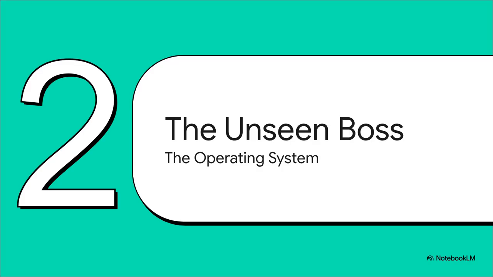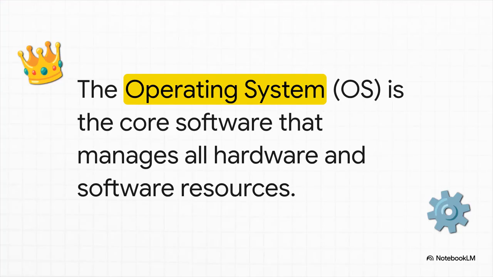Okay, but here's where it gets interesting. Underneath all of those apps you're running, there's this powerful, kind of invisible boss running the whole show. And that is the operating system. And this is a really key takeaway here. Your apps, like your web browser, don't talk directly to the physical parts of your computer. Nope. They talk to the operating system, the OS. We're talking about things like Windows or macOS or Linux.